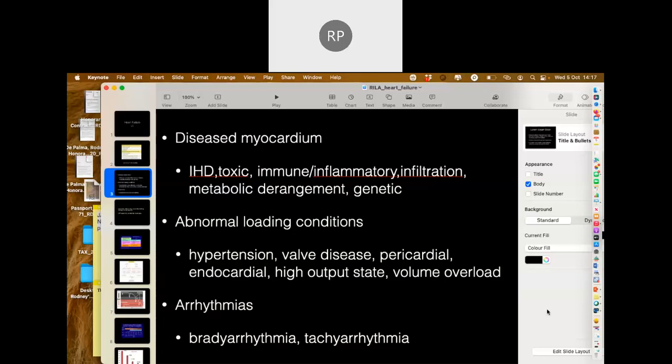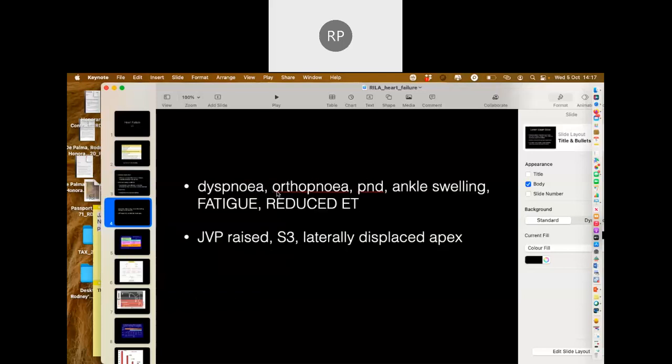One sign that I didn't mention was a laterally displaced apex beat. That is a very sensitive sign for chronic heart failure. So always remember that heart failure isn't just patients being breathless. You do need to examine them. You do need to see if they're compatible signs. You need both symptoms and signs and imaging evidence.